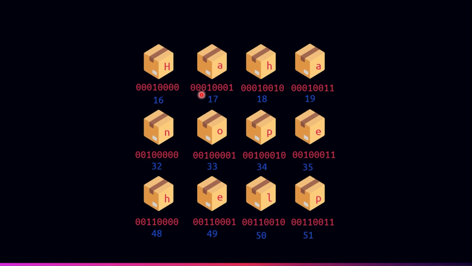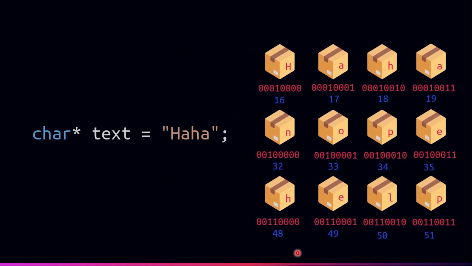And for example, to get the A, we would need to read from position 17. And what's the benefit in doing this? Well, let's consider this example again.